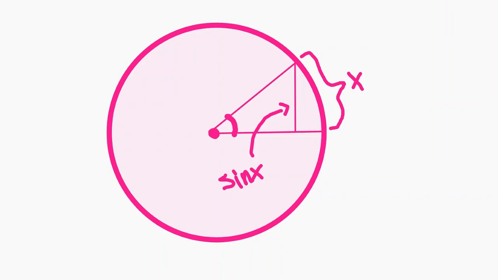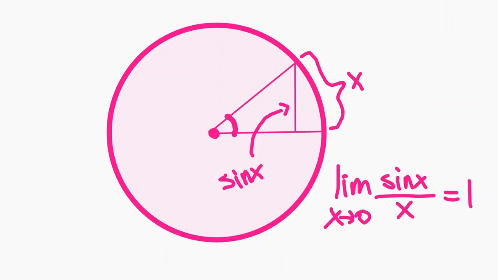Now imagine what happens as x gets smaller and smaller. The curve that the angle subtends will slowly become more and more like the line that defines sine of x. Essentially, the curve gets flatter and flatter, and so logically the answer would seem to be 1. We can check this by plugging in values close to 0 for x, which confirms that the limit seems to be 1.